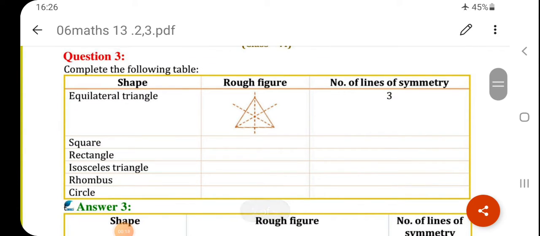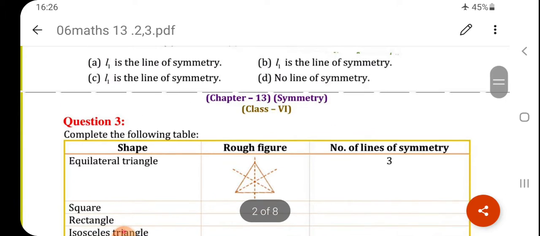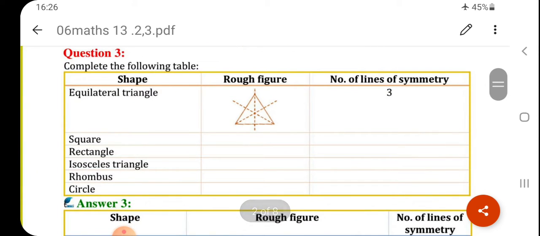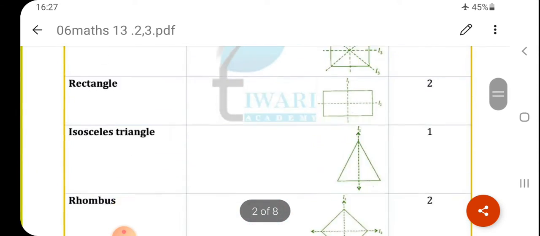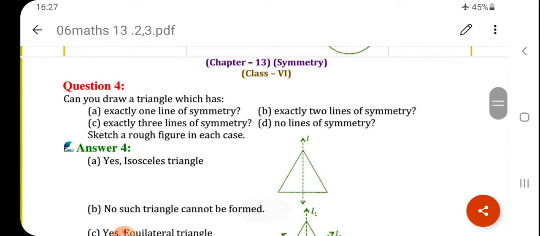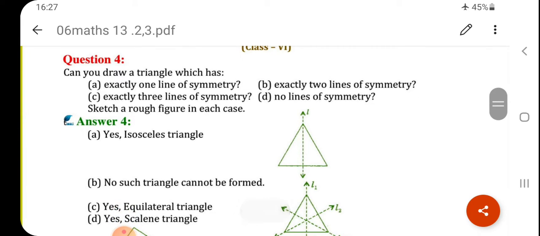In the previous lecture, we have finished up to question number 3 of 13.2. Now, question number 4. Can you draw a triangle which has exactly one line of symmetry? So here you have to draw a triangle as per the condition. Some of the options are given. First one, you have to draw a triangle which is having one line of symmetry.